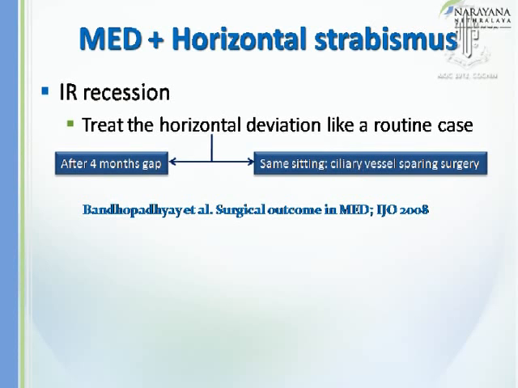And if you are tackling the inferior rectus in the first go, you can do it clubbed with the superior, with the horizontal deviation. The only thing is, try to keep a 4 month gap, because then you are handling 3 muscles and the risk of anterior segment ischemia stays. Or if you are planning to do it in the same sitting, use ciliary vessel sparing surgery.